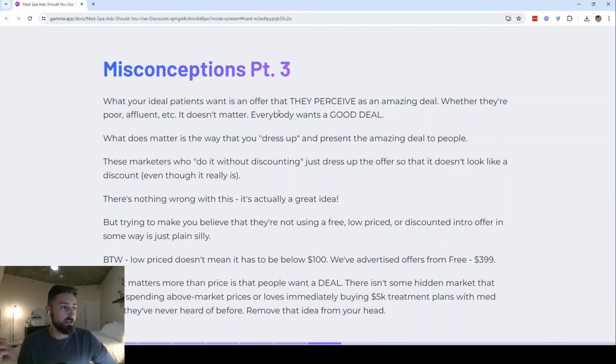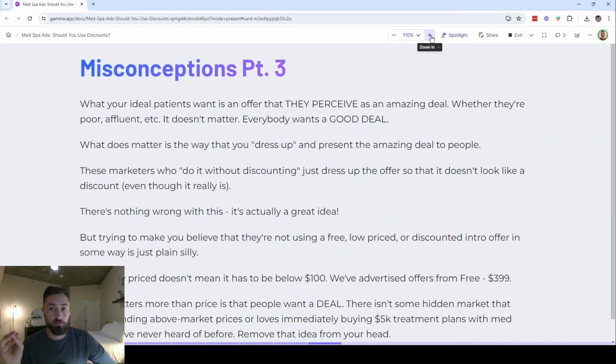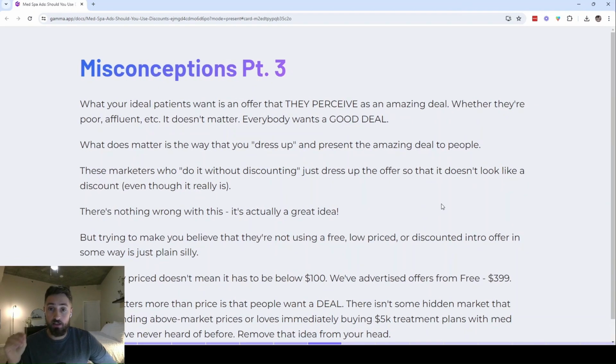So what your ideal patients want is an offer that they perceive is an amazing deal, right? Whether they're poor, affluent, etc., it doesn't matter. Everybody wants a good deal, okay? What does matter is the way that you dress up and present that amazing deal to people. So these marketers who do it without discounting, they just dress up the offer so that it doesn't look like a discount, even though it really is, right?